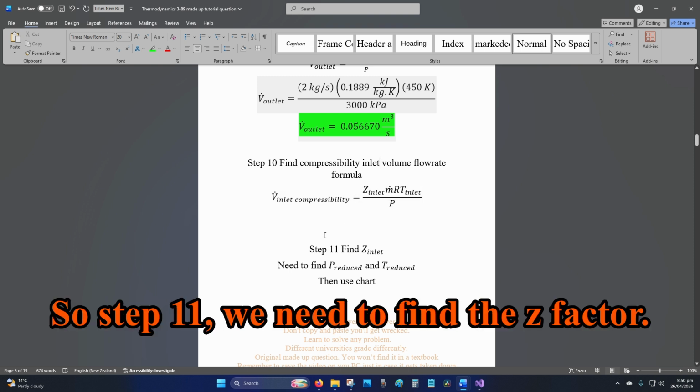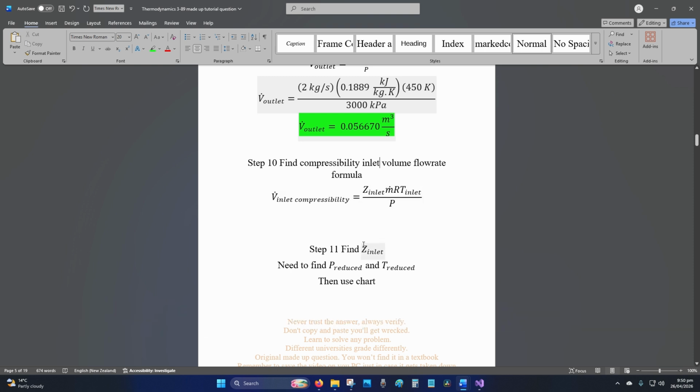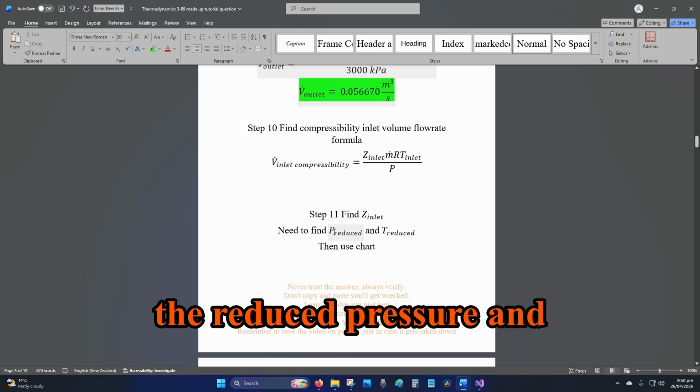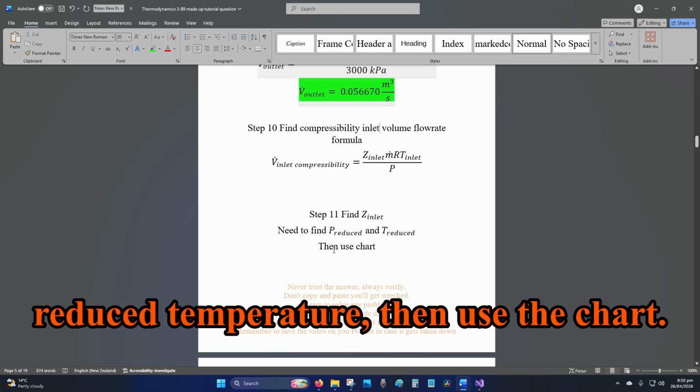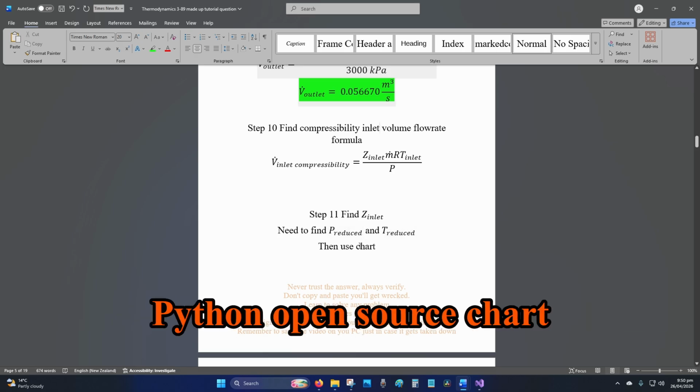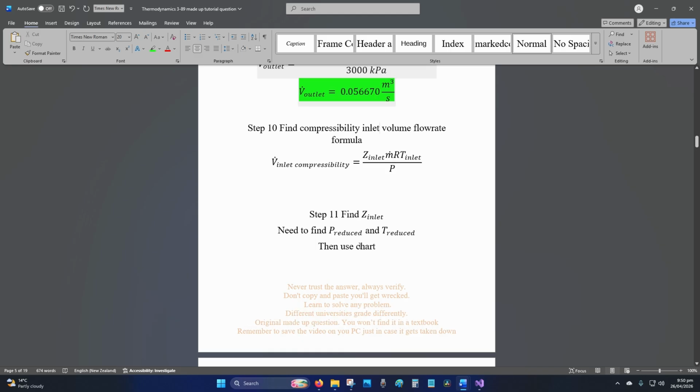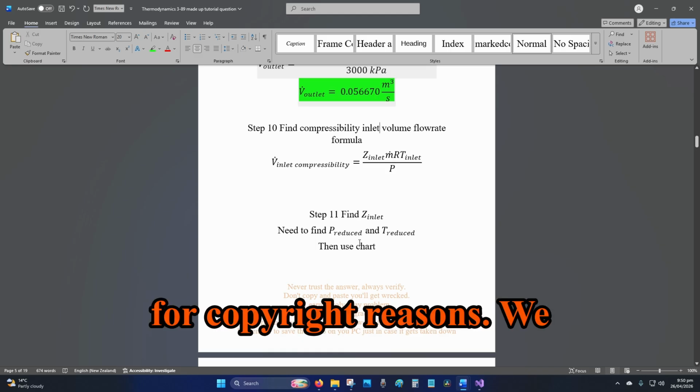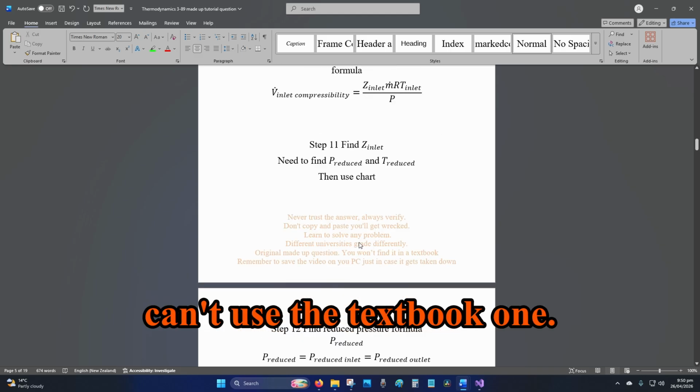So step 11, we need to find the Z factor. So we need to find the reduced pressure and reduced temperature, then use the chart. We're going to use the Python open source chart. For copyright reasons, we can't use the textbook one.